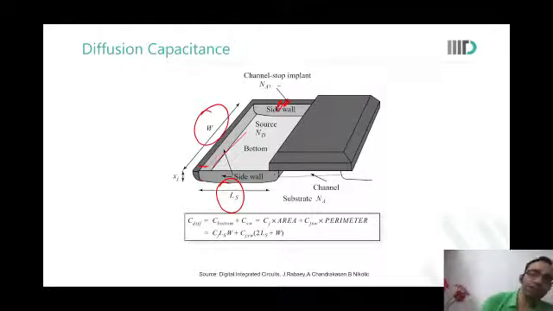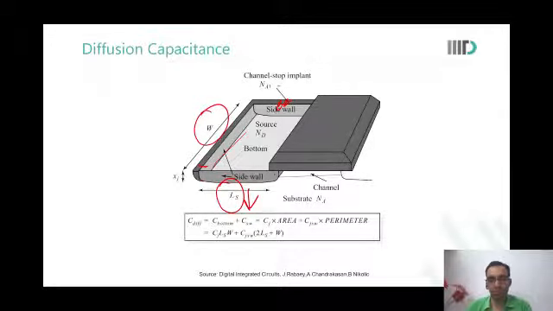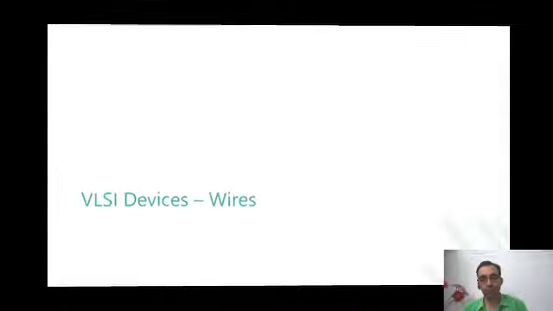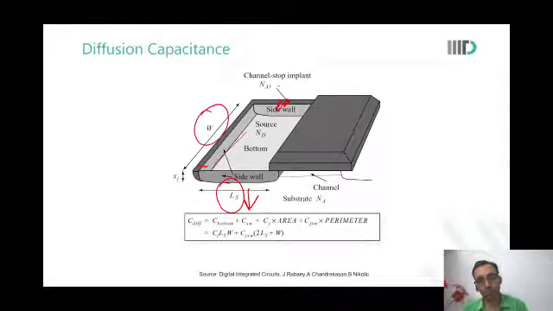Now again, if I want to reduce the drain or source capacitance, what do I need to do? Width is fixed, but I can reduce the LS. Are you able to see this? Yes, sir. So this diffusion capacitance is the gate to bulk, source, drain to bulk and the source to bulk. This is in the model.